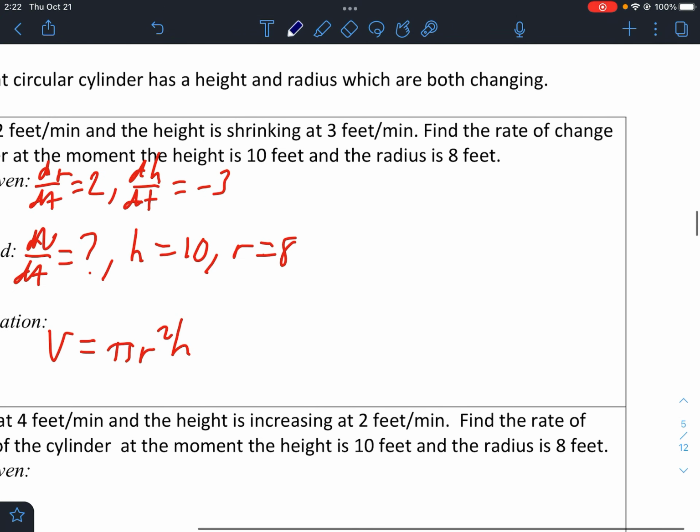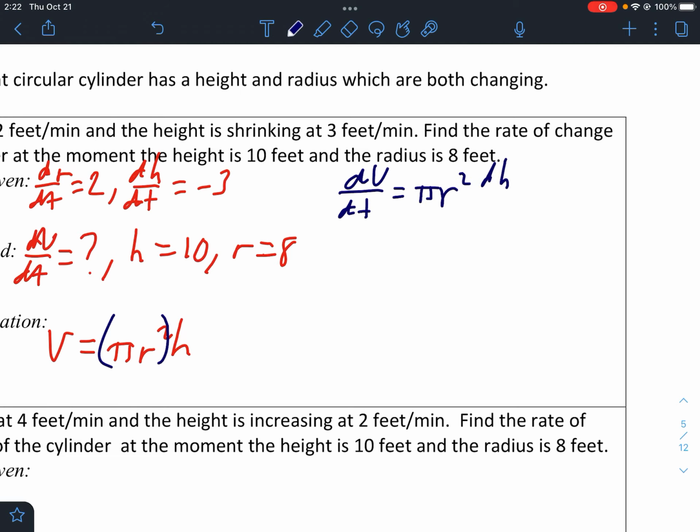Taking the derivative of this can be a little complicated. We are going to need the product rule again. So dV/dt, if we let pi r squared be our first function, then that would be pi r squared times dH/dt plus h times 2 pi r dr/dt. And that should be everything that we need to figure this out here.